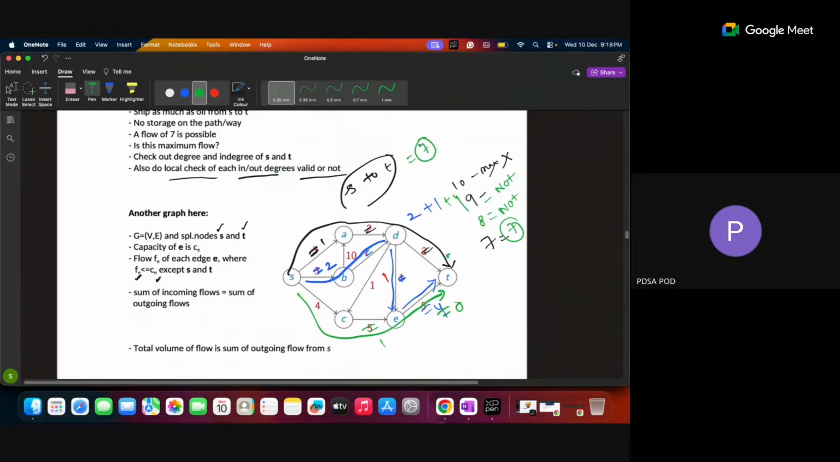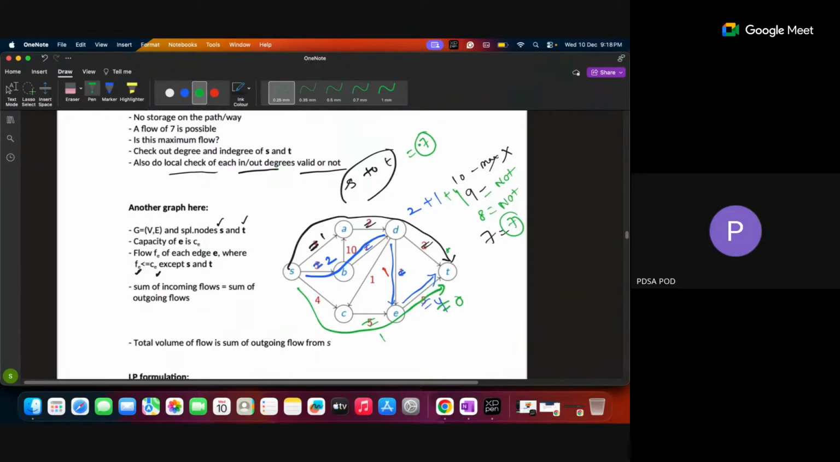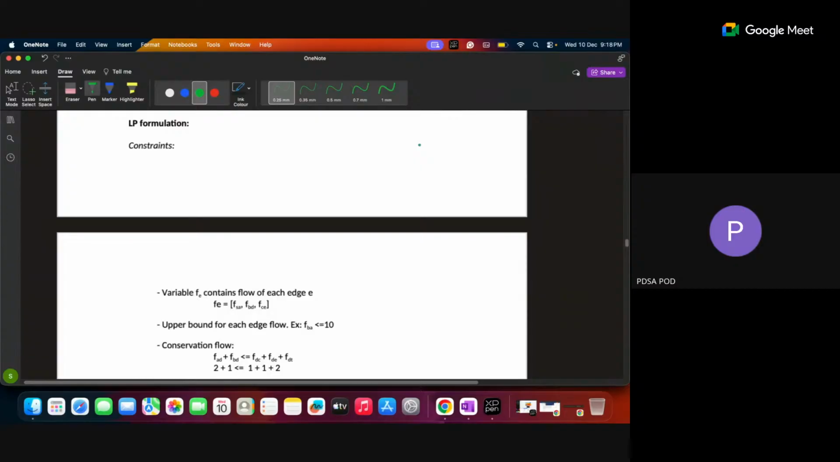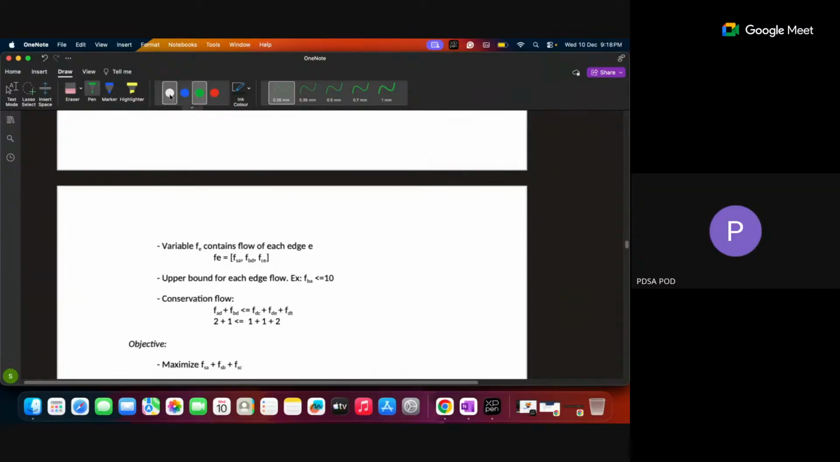But it does not mean that it is based on the outgoing flow of the source and the incoming flow of the sink. It is based on the internal checking of each particular capacity. So here you check it. This is the linear programming constraints. So please remember these things. As I said, variables FE contain the flow of each edge: flow from S to A, flow from B to D, flow from C to E.